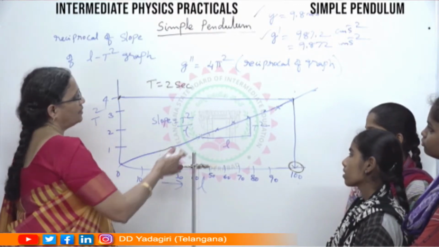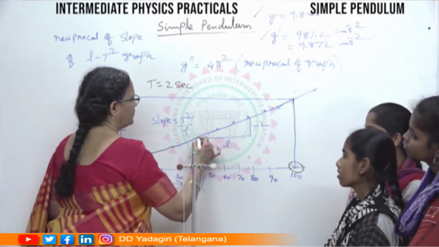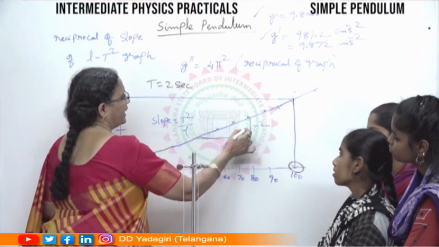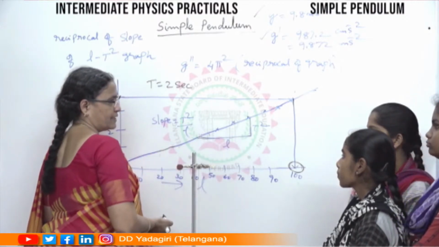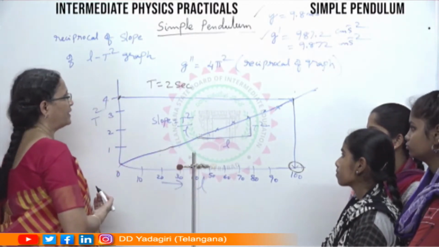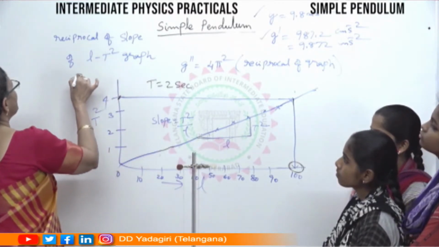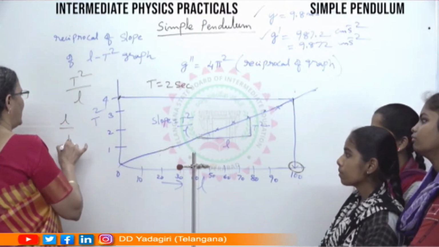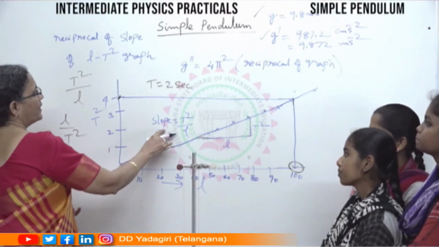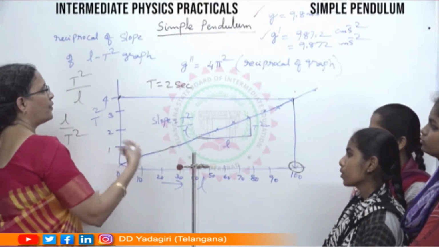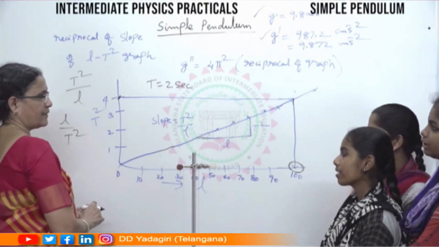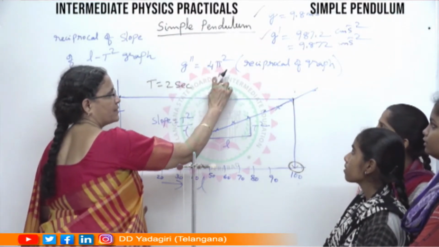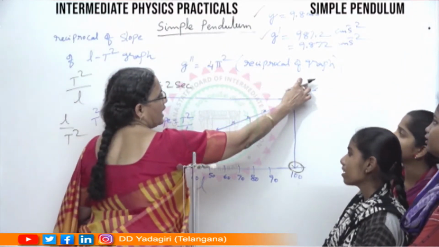to gravity? So anywhere in the graph, you just draw a line and then you take y coordinate by x coordinate. If you take y coordinate by x coordinate, that gives you T square by L. So the slope is T square by L. Reciprocal means L by T square. Reciprocal of the slope is L by T square. Then g double dash is equal to 4 pi square into the reciprocal of the slope of the graph.